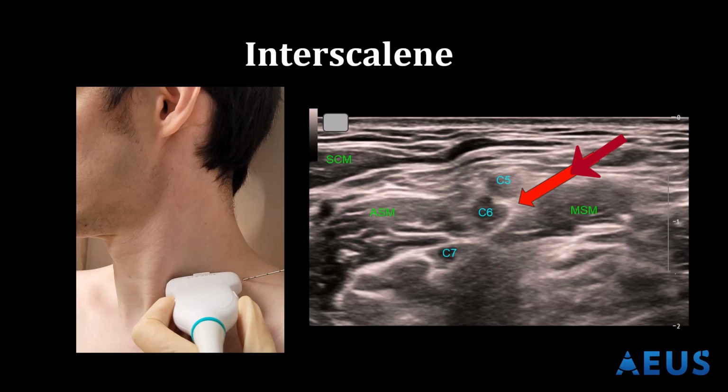The needle is then inserted posteriorly through the middle scalene muscle with the goal of depositing anesthetic in this potential space between the scalene muscles. 10 to 15 cc's of anesthetic is deposited in this location.